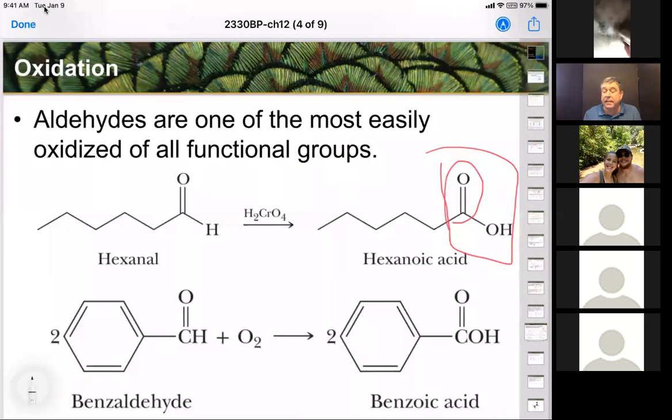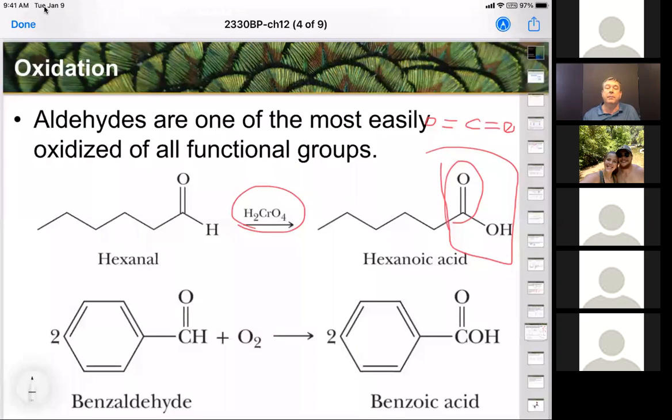The only thing that's even more oxidized than that would be CO2. That's as oxidized as you can get a carbon because it has 4 bonds to oxygen. Okay, so the idea is that the aldehydes will actually slowly oxidize just with air to get to our carboxylic acids. But to do it quickly, we use that chromium species here.